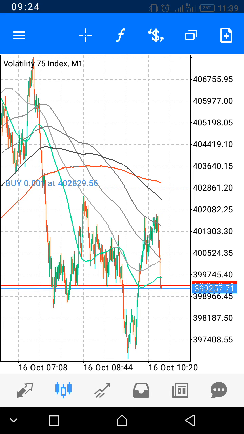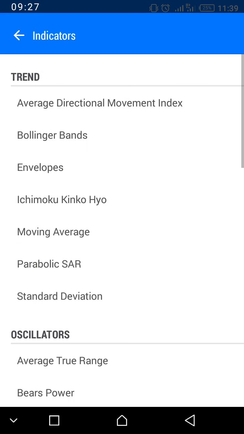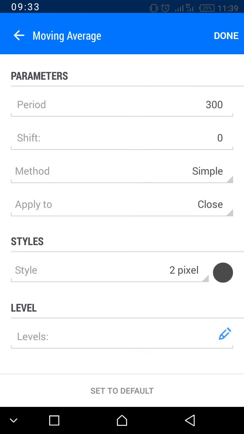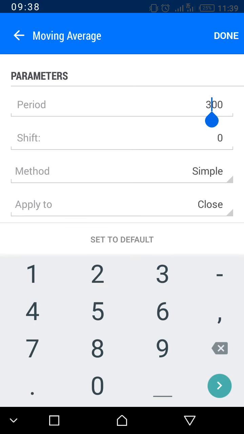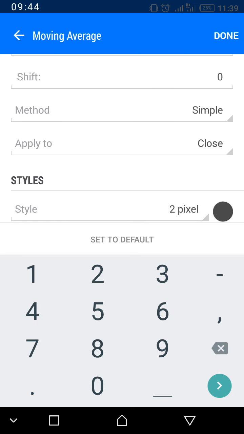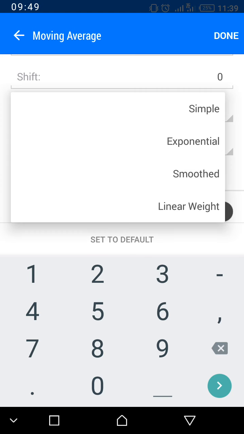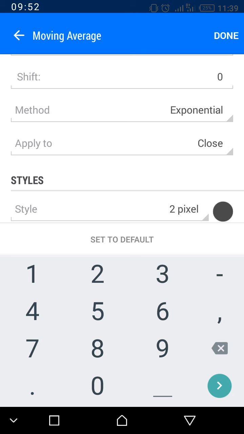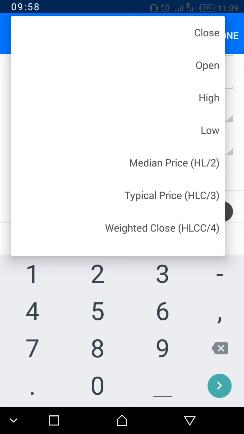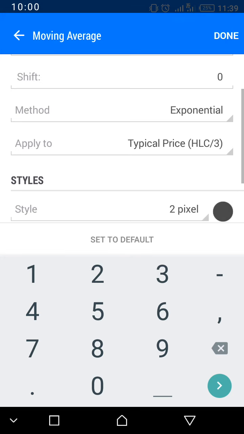Let's set up. Then press F plus. Now we want to add moving averages, but this time around our period is set to period 4. Now for the method, it's no longer simple. The method is exponential. You select exponential for the method, not simple. Applied to, now it's not applied to close, but applied to typical price, high, low, close divided by 3.